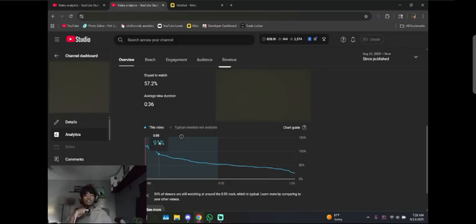You can see there are lots more inconsistencies with this retention graph. You can see there's a dip here, a dip here, a dip here, a very big dip over here. You go from 33% to 19%. That's nearly a 14% dip, which is incredibly bad.